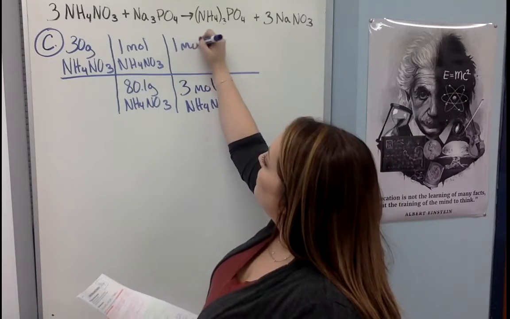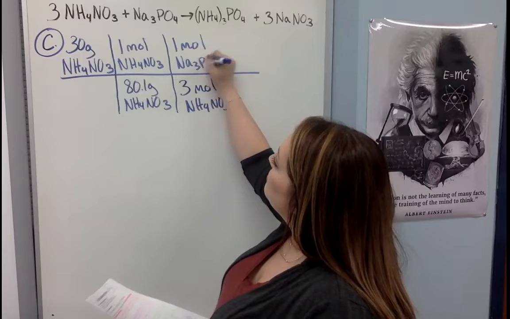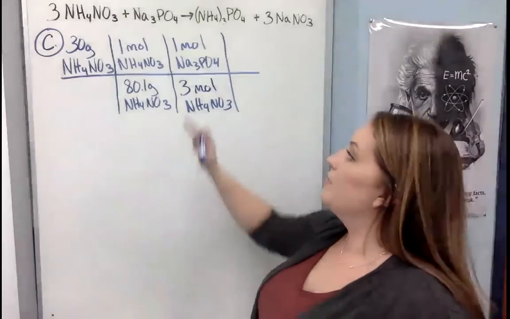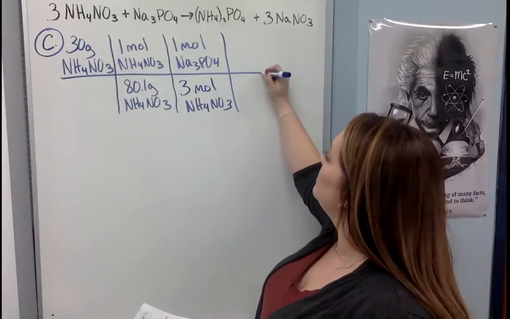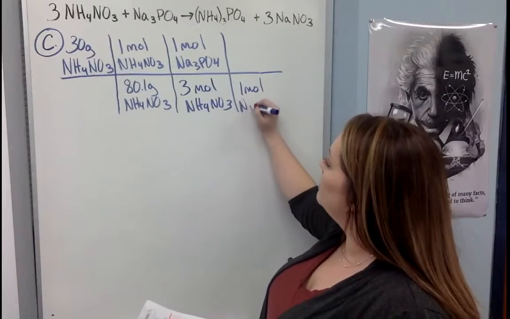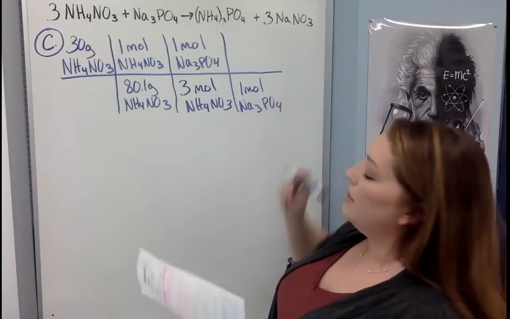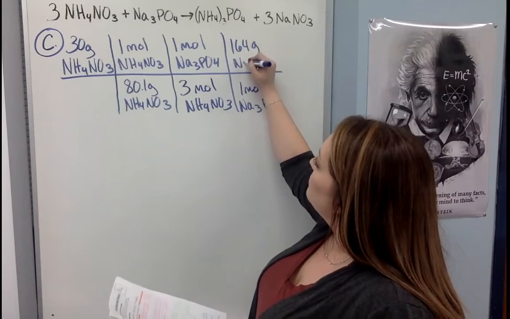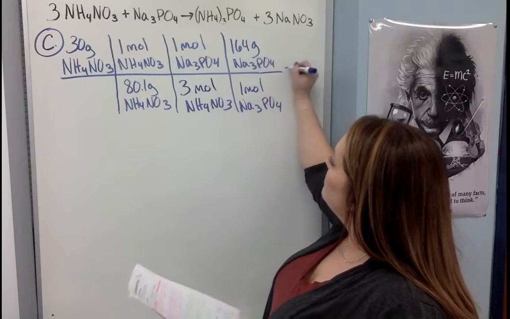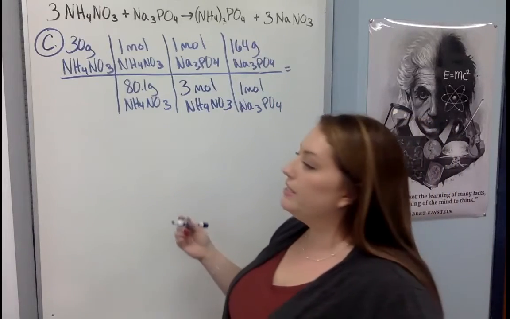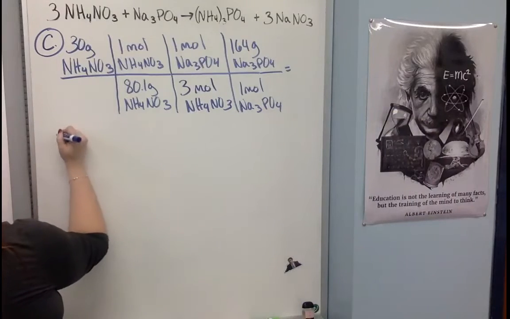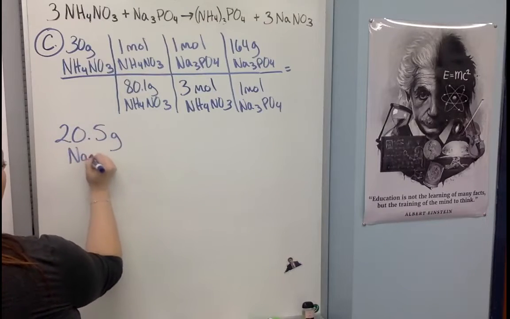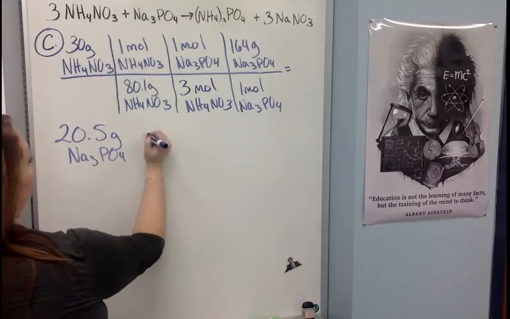Okay, and then we have 1 mole up here. And just like the others, we're going to pull this all the way out to mass. So we're going to convert the ending here all the way out to grams. So we have 1 mole of the sodium phosphate is equal to a mass of 164 grams. Okay, so when we get that calculation, it's telling us that we're going to have 20.5 grams of the sodium phosphate used.